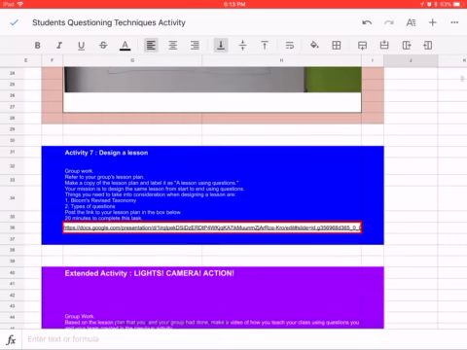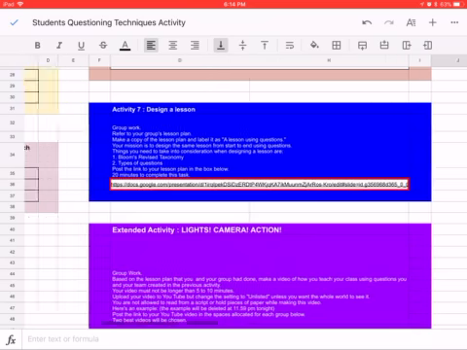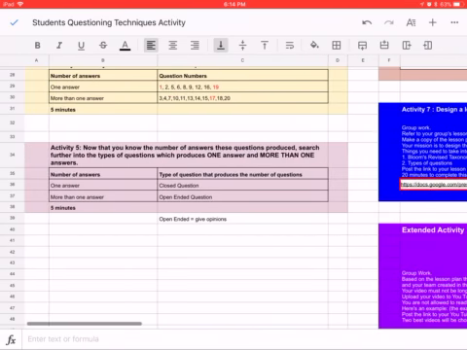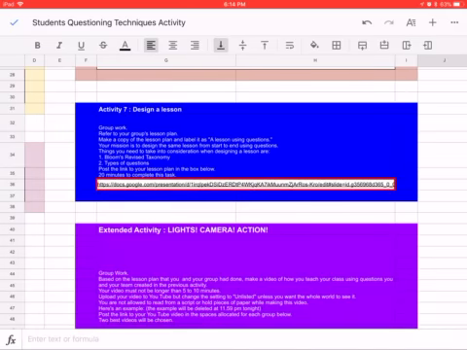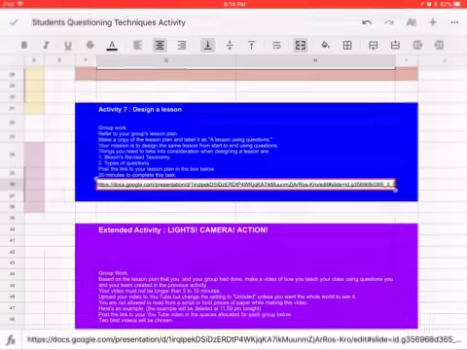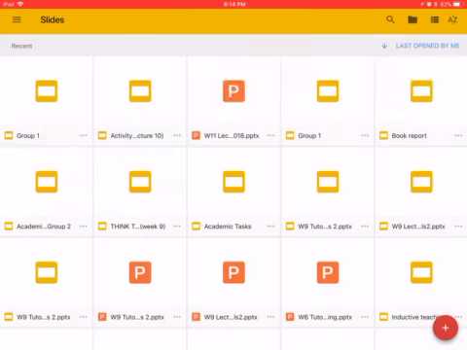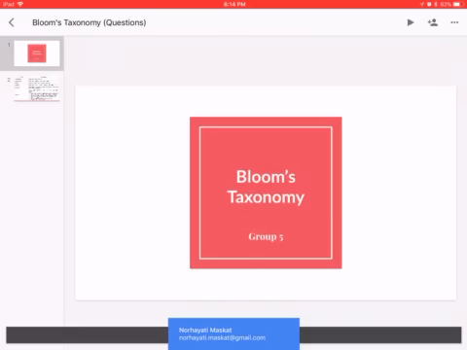And after that, what they will do is design a lesson where they will use Bloom's taxonomy and the types of questions that they have just learned, and create questions. So as you can see here, open link. This is an example of what they have done in today's lesson.